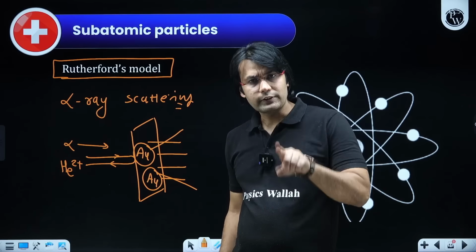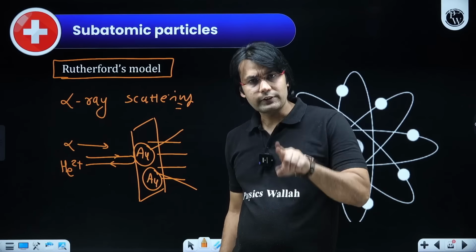That means most of the part of the atom is empty. And the points from where these alpha particles were getting deviated, those are the points where positive charge is present. And that point later on Rutherford defined as the nucleus. So Rutherford basically just modified the Thomson model.